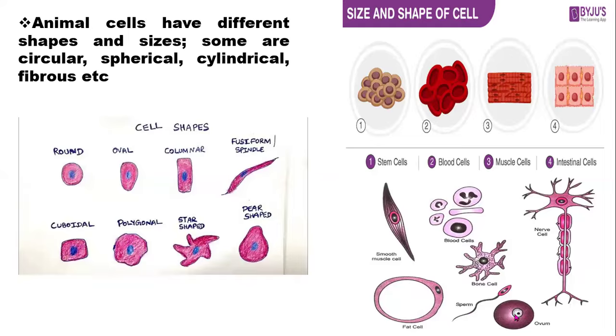In terms of size, you can see they have different sizes and shapes. Ovum is one of the largest cells that you can have in animals, while the red blood cells are one of the smallest cells you can find in animals.